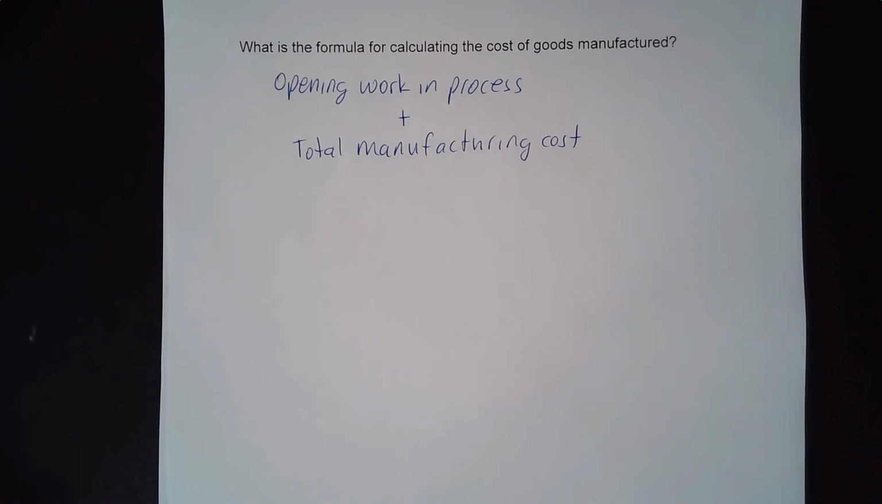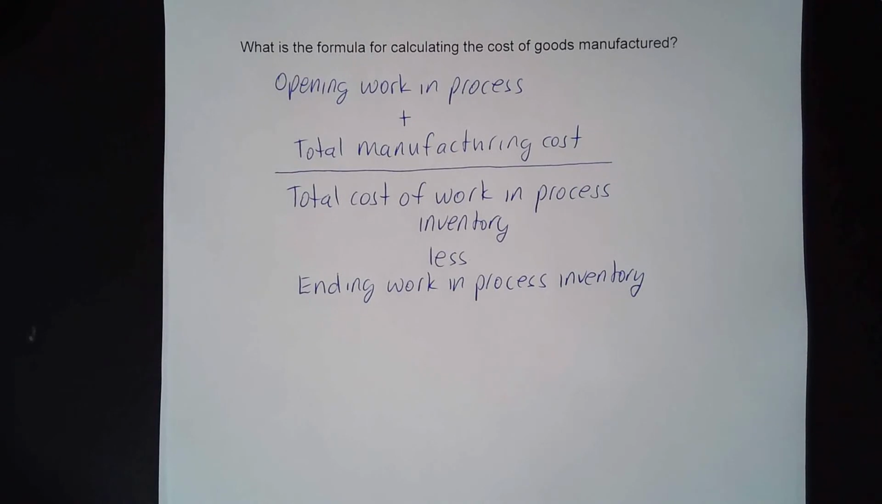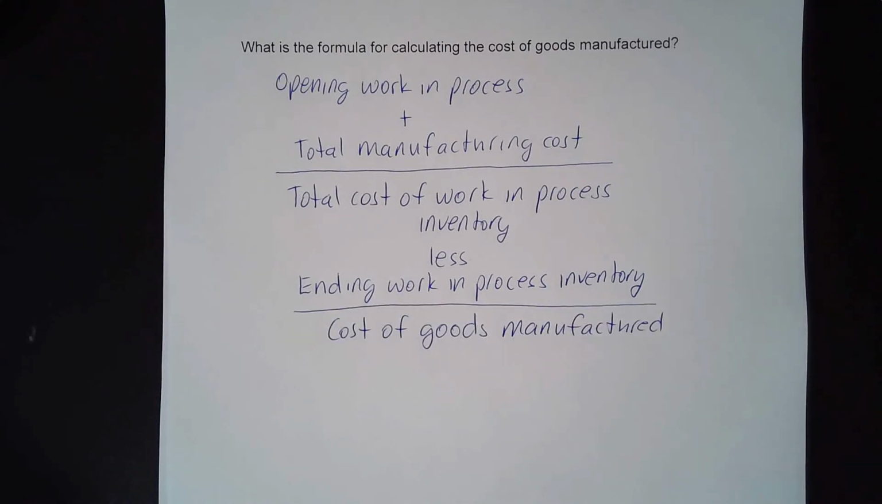If we add the two together, it's equal to the total cost of work in process inventory. The total cost of work in process inventory is 100% of the costs that were added into the work in process inventory account. By deducting the ending work in process inventory from the total cost of work in process inventory, we end up with the cost of goods manufactured. This is the total cost of all the finished goods which were manufactured during the period.